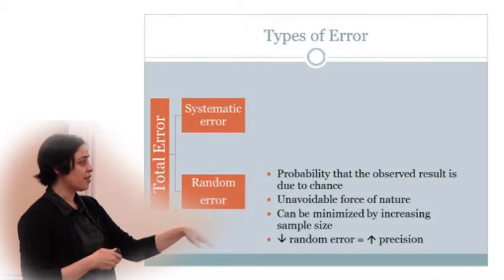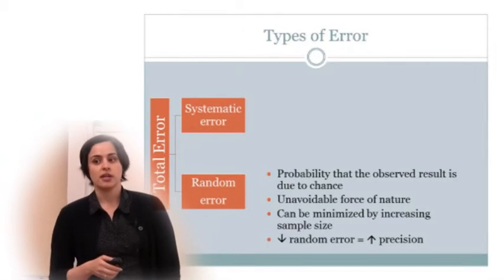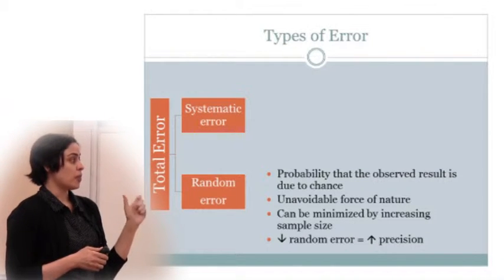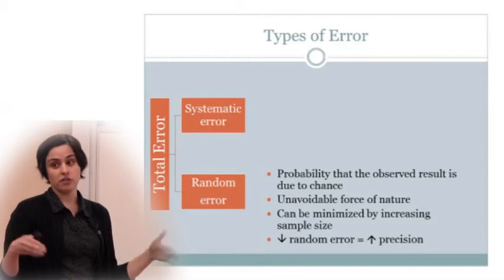And as we reduce random error, we increase our precision. A lot of times the way we evaluate precision in EPI studies is confidence interval. The wider the confidence interval, the less precision.